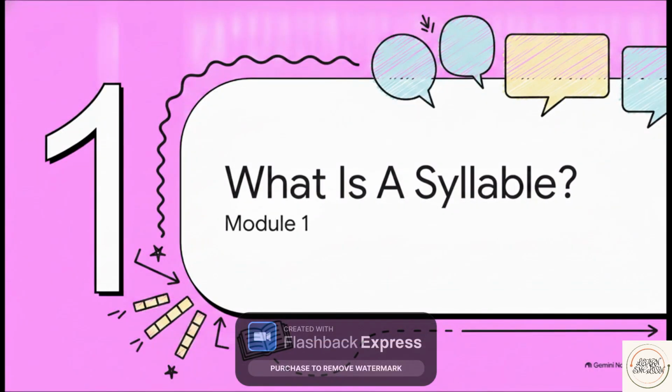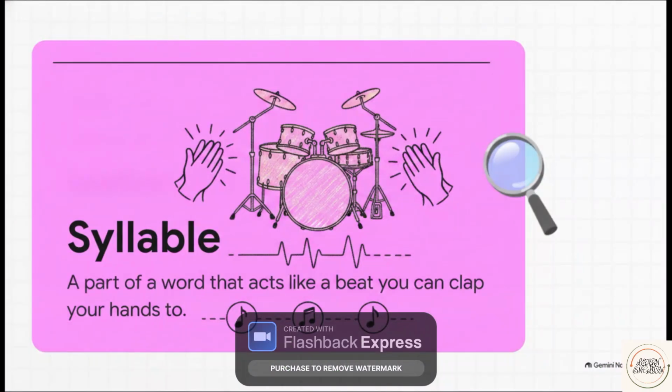Module 1. What exactly is a syllable? Basically, a syllable is just a beat. Just like a drummer keeps time in a song, words have this totally natural rhythm to them. Literally every single word can be split into these rhythmic parts. And if you can hear the beat of a word, you can physically clap it out. Identifying these beats, that is your absolute first step in decoding language.